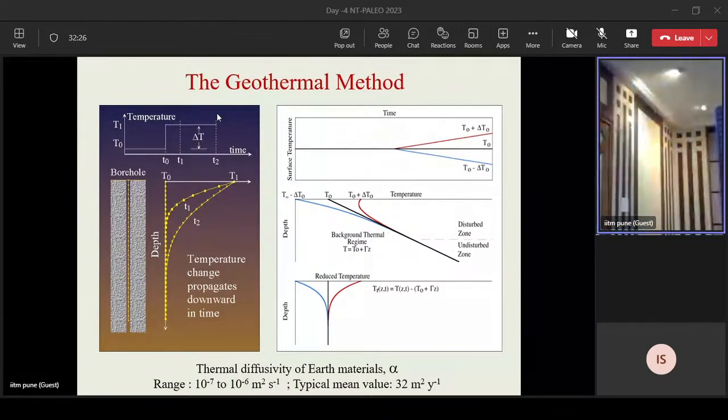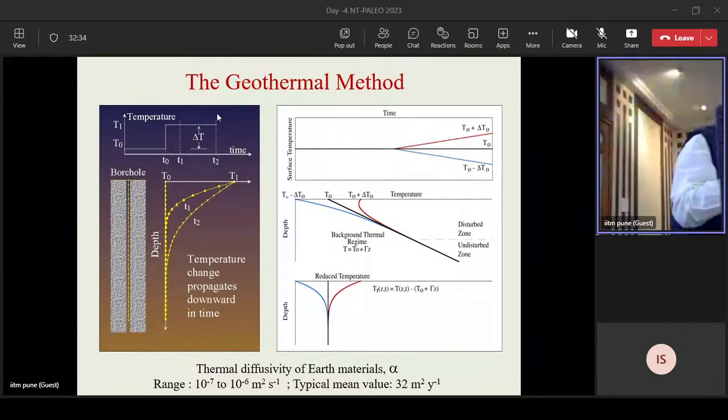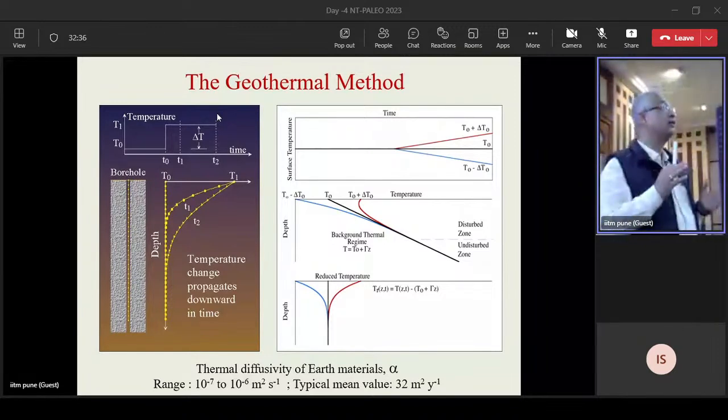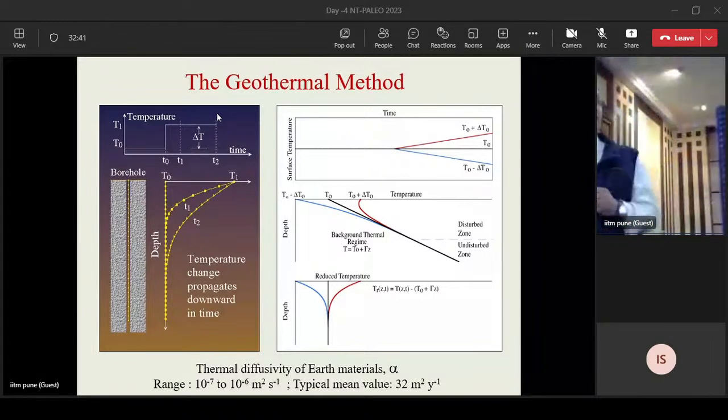But what happens is, as you go deeper and deeper, the earth is a low pass filter. So it cuts the high frequencies and only preserves a low frequency record, right? So it's a low pass filter. You understand what I mean?